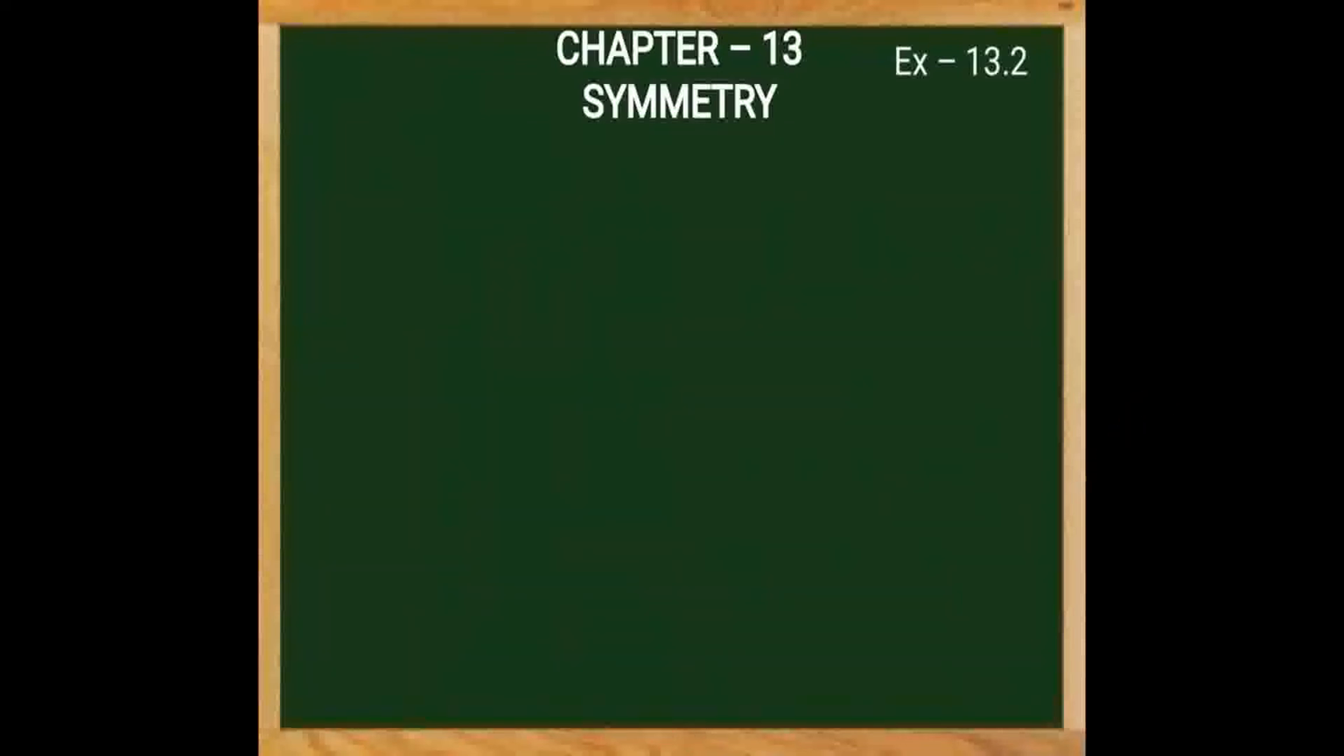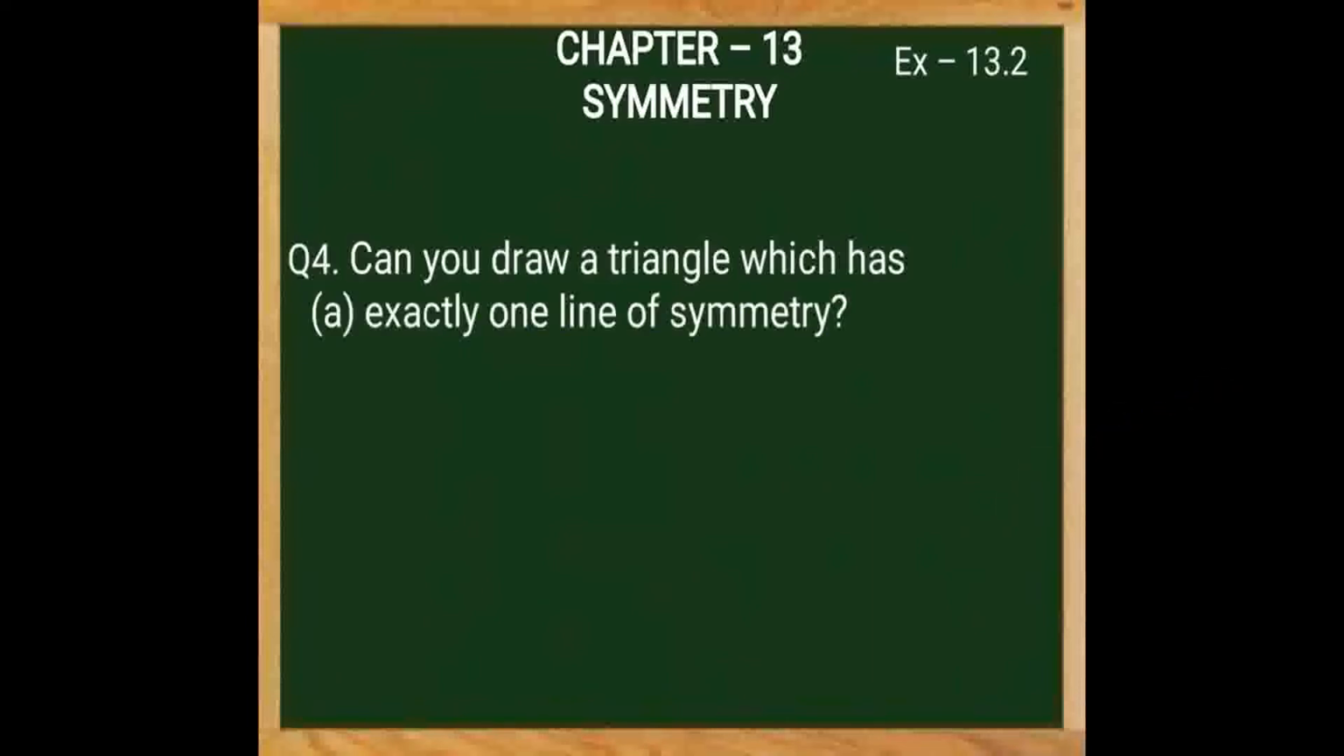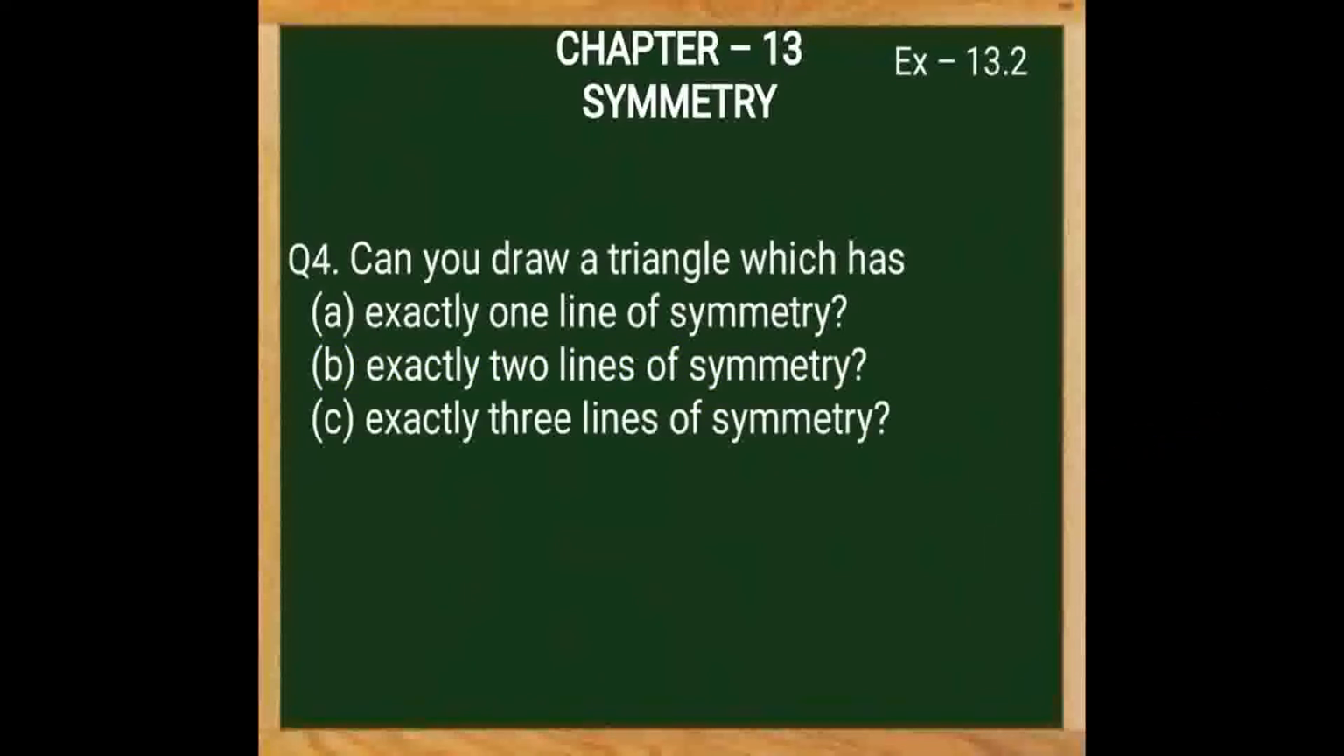Moving to the next question, question number 4, which says, can you draw a triangle which has... The question starts with "can", so the answer should be in the form of yes or no. Our English teachers taught us. Right. So, A: exactly 1 line of symmetry. Can you draw a triangle which has exactly 1 line of symmetry? Next is exactly 2 lines of symmetry. C part says exactly 3 lines of symmetry. D part says no line of symmetry.